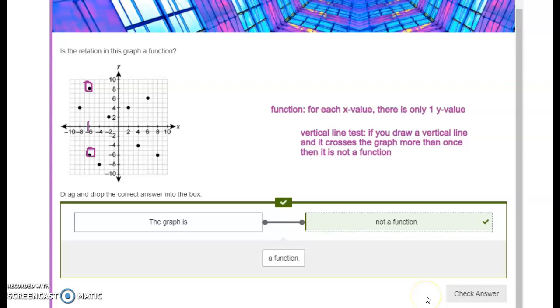And so I hope you find this practice helpful in determining whether graphs and tables are functions.